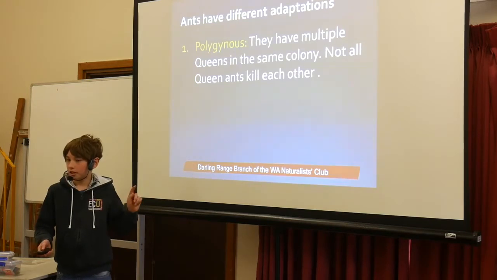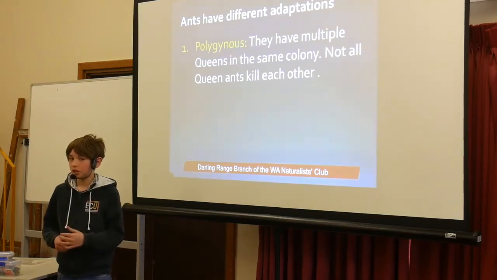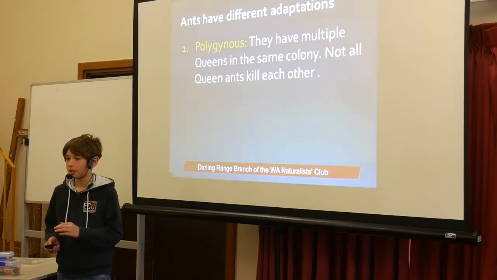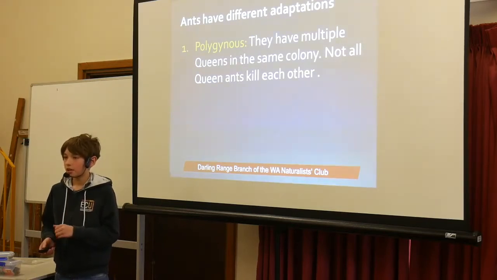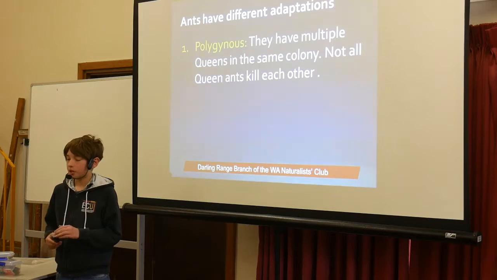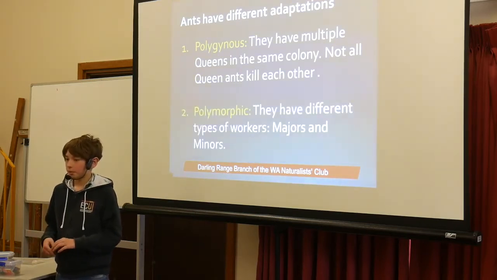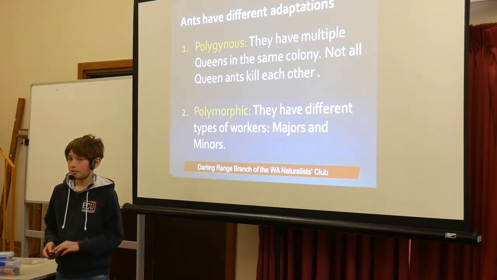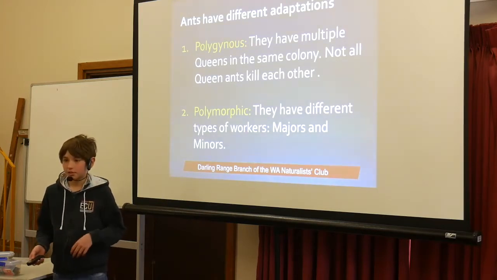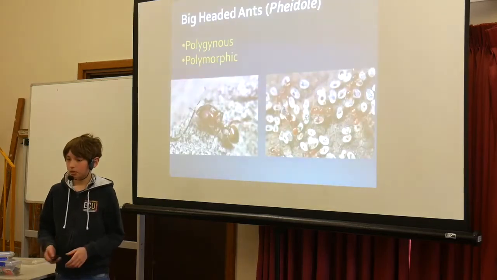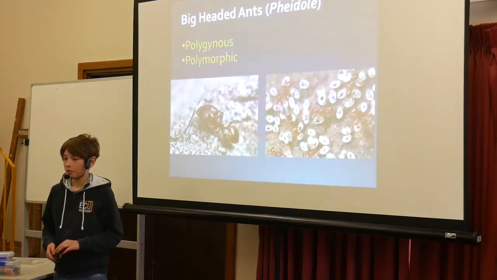For the first ant, polygynous means that the colony will accept multiple queens in a single colony, whereas in most colonies the queens would kill each other, so this makes colony development faster and stronger. Also, they can be polymorphic, meaning there are different sizes of workers. There are minors and majors. The majors are used to cut up food and they have very large heads, as you will see with the first ant. So first on the list are big-headed ants, or Pheidole.